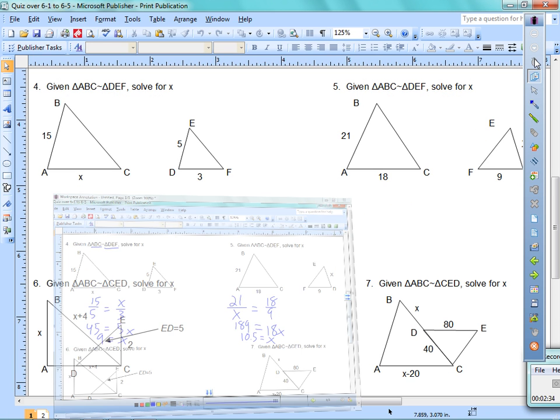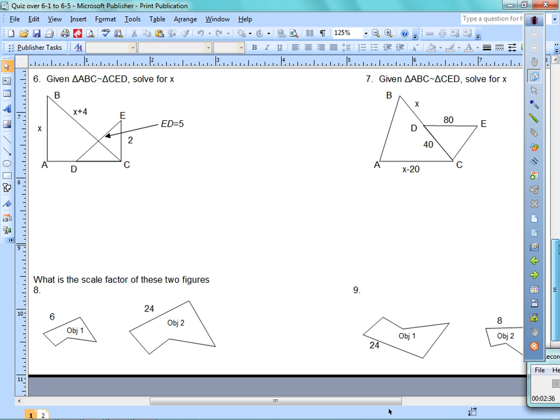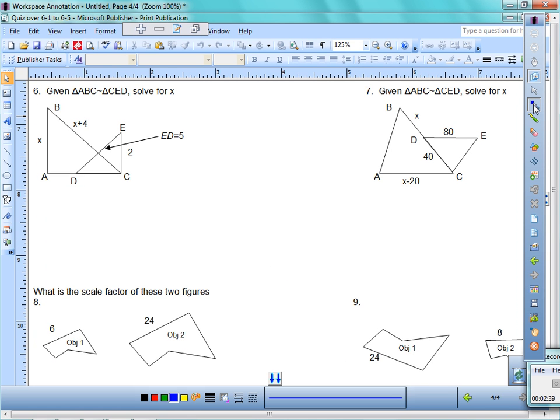Looking further down, problems 6 and 7. The best thing I can tell you to do on each of these is to use the similarity statement. A lot of times when we look at these problems, we do see that similar triangles come out. And if we do see that, then that's great. Here we see this one. If not, use those similarity statements.